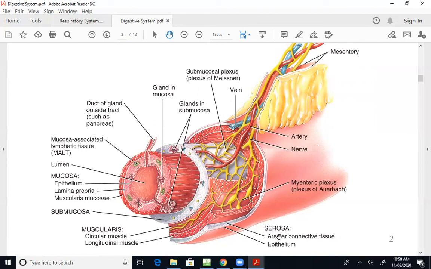Know the serosa in its 2 layers. Know the myenteric plexus. And then the submucosal plexus. You don't have to worry about the stuff that's in parentheses there for those 2.